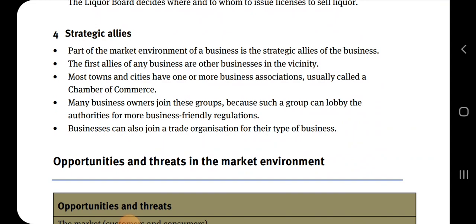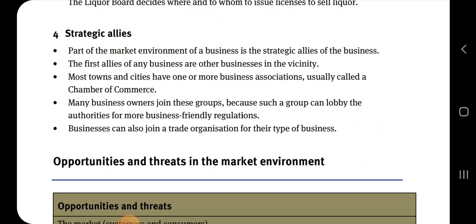And then we have strategic allies. A strategic ally is somebody with whom you go into agreement, saying, hey, we will look after each other's interests. So we are forming a strategic alliance together, looking out for each other's interests.